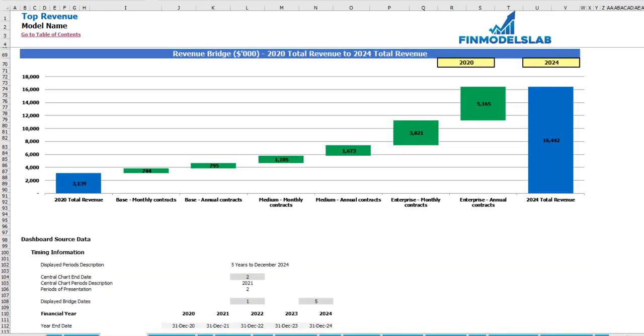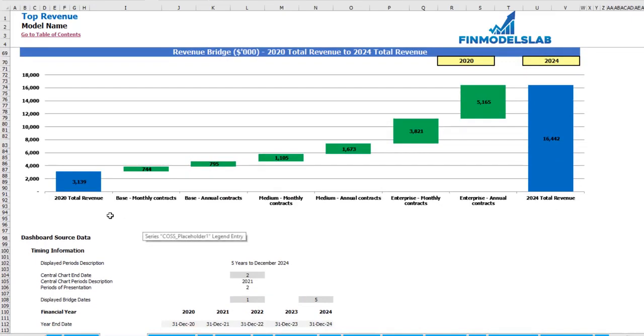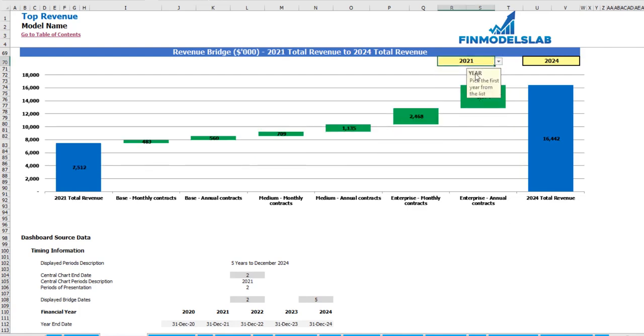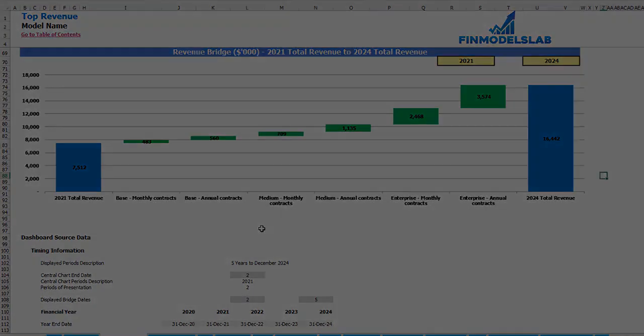On the revenue bridge, you may find the factors or drivers of revenue growth between the first year and the last year, which are also changeable. So you may set, for example, 2021 to 2024. You may see on the left side of the chart total revenue for 2021, on the right side total revenue for 2024, and the factors or drivers of revenue growth broken down by all 6 revenue streams.